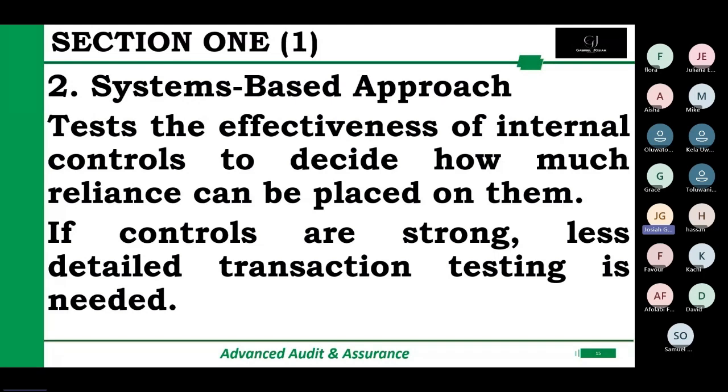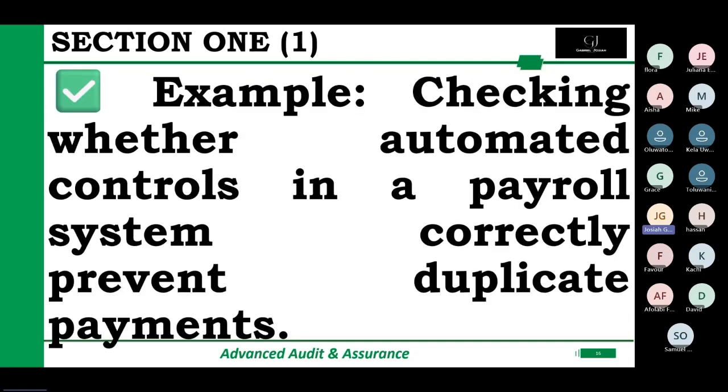But if, from the test of internal controls, the controls are weak, then detailed transactions will be needed. And that's what the system-based approach speaks to practically. So for example, with an automated payroll system, you need to check whether the controls in the payroll system correctly prevent duplicate payments. Where ERPs are used to compute salaries, you need to be sure that the ERPs don't have malfunction situations where you have duplicate payments, and that is why we test around this.